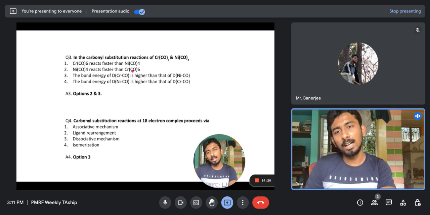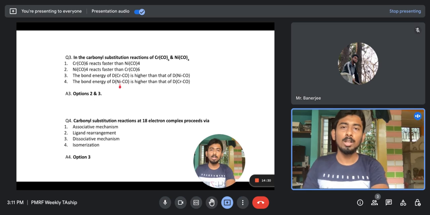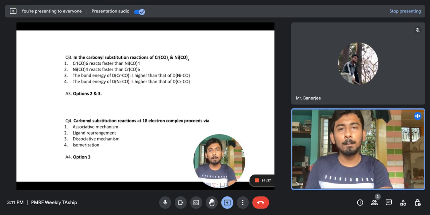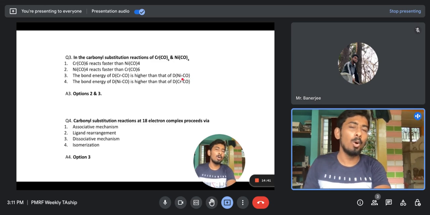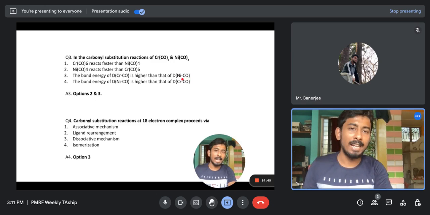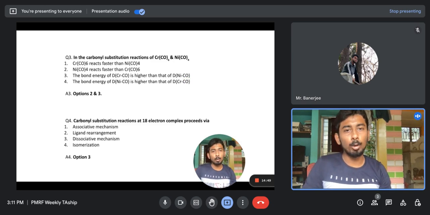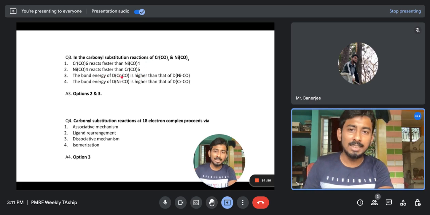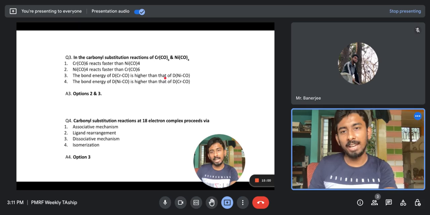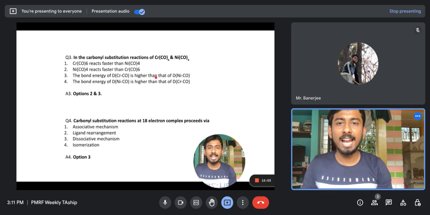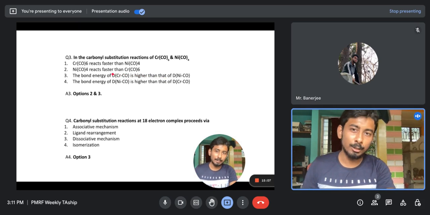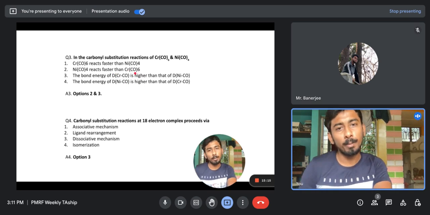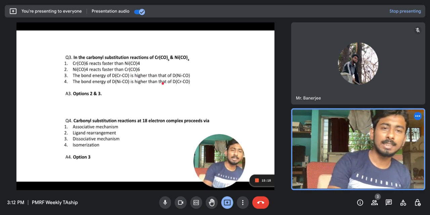Firstly, I will say that the bond energy of the Cr-CO bond in Cr(CO)6 is much higher. It is in the range of 150 to 160 kilojoule per mole. But in case of nickel, D(Ni-CO) is quite low, in the range of 95 to 105 or 110 kilojoule per mole. So you see, these two options are self-explanatory and complementary, because if the bond energy of D(Cr-CO) is higher than that of D(Ni-CO), it is evident that Cr(CO)6 will not react faster than the corresponding nickel analog. That's why the Ni(CO)4 complex reacts quite a bit faster than hexacarbonyl chromium.